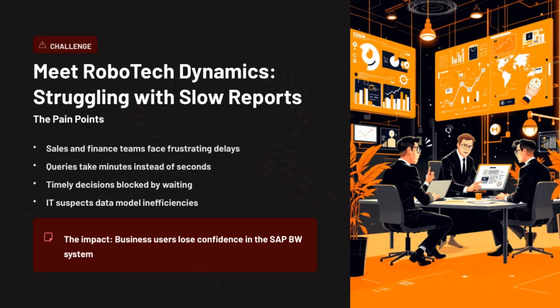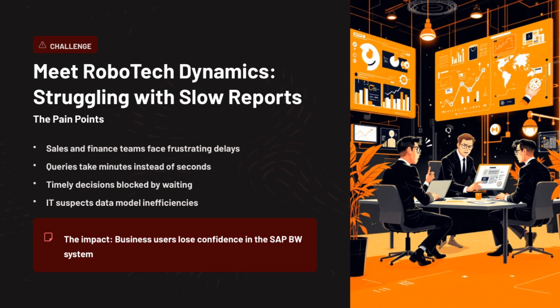Let's talk about the impact these issues are having on business users. When the SAP BW system becomes slow and unreliable, users start to lose confidence in it. Teams often suspect that the data model might be inefficient, which only adds to the frustration. As a result, timely decisions get blocked because everyone is waiting for reports to generate. Instead of taking seconds, queries now take minutes, creating delays across the organization. This affects sales and finance teams the most, as they face frustrating delays that hinder their ability to act quickly.